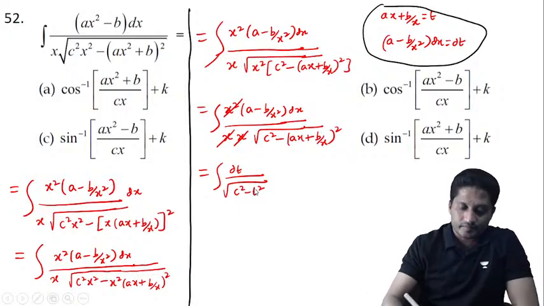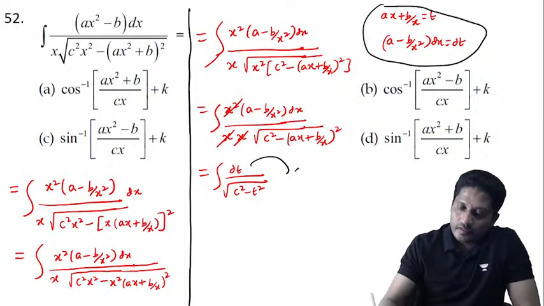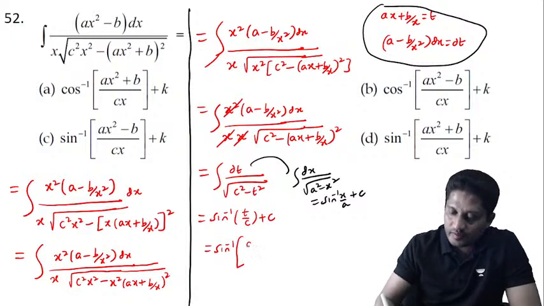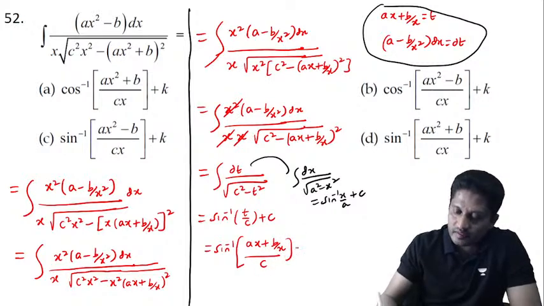Right, now this is of the form dx divided by root of a square minus x square. Formula will be equal to sine inverse of x by a plus c. So this becomes sine inverse of t by c plus c. Now this becomes sine inverse of, I'll substitute the value of t. T value will be equal to (ax plus b by x) whole divided by c, plus c.